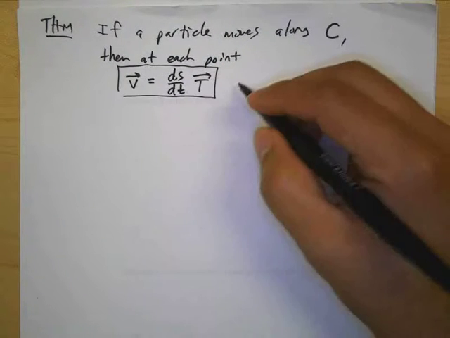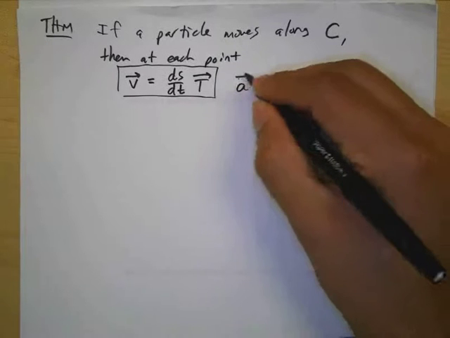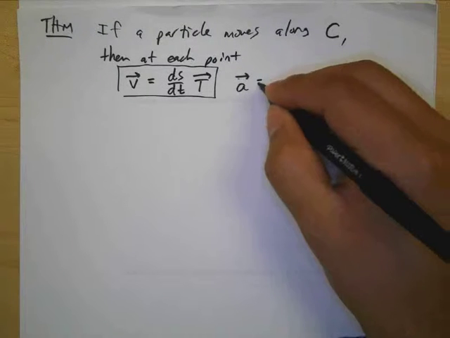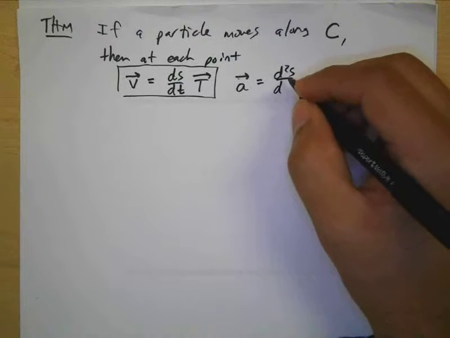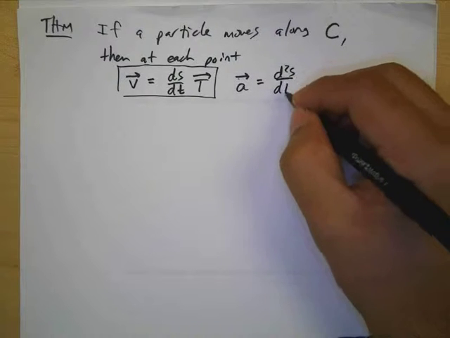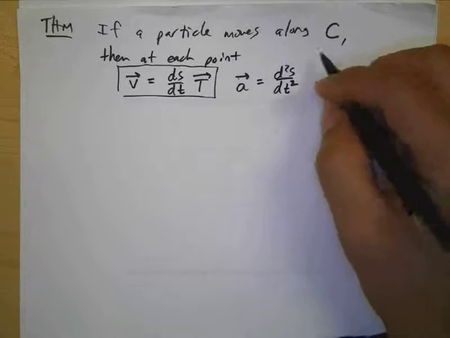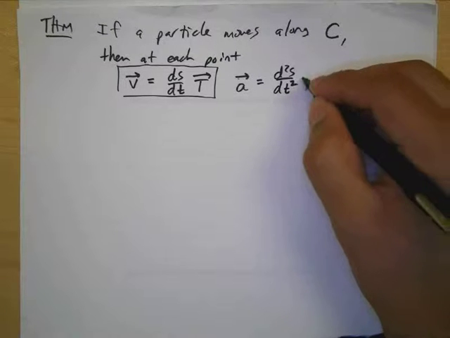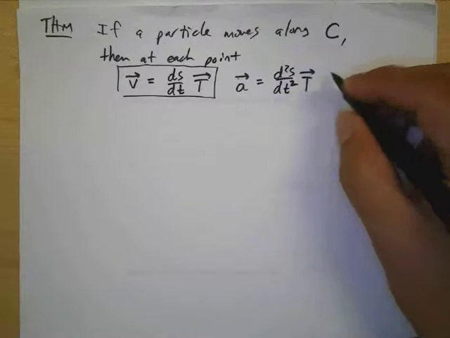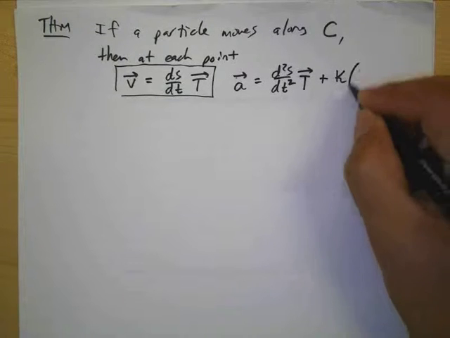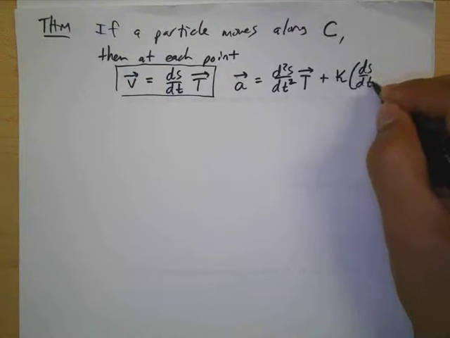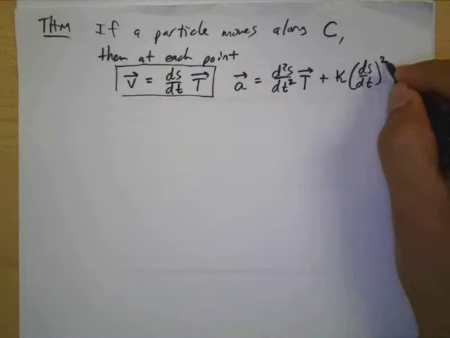And then here's the new part. The acceleration vector can be written as the second derivative of s with respect to t squared, times the unit tangent vector, plus curvature times (ds/dt) squared times the unit normal vector.